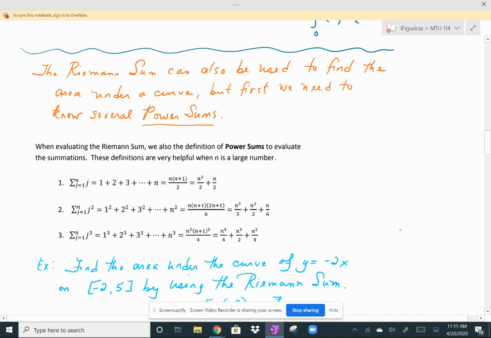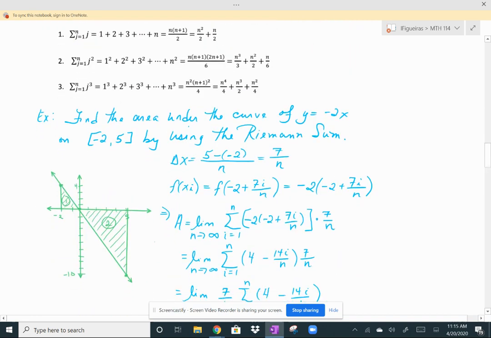So here's one that should look familiar. We just did this example by using geometry to compute the area, but we're going to do the same calculation using our Riemann sum definition. So I want to find the area under the curve of y equals negative 2x on the interval from negative 2 to 5 by using the Riemann sum.